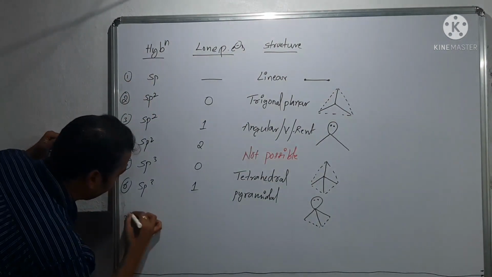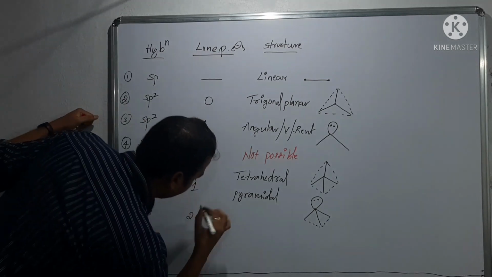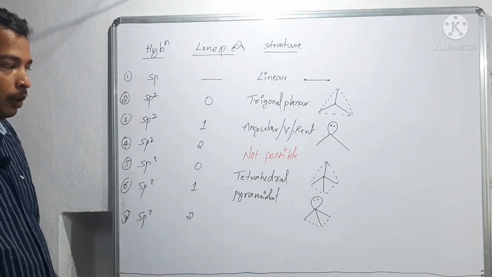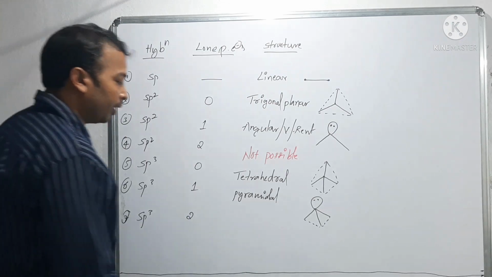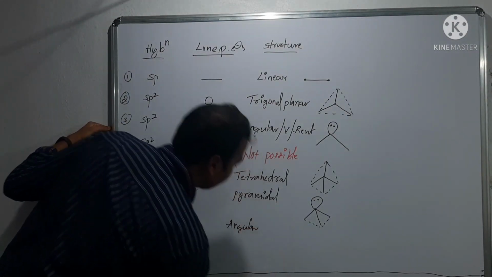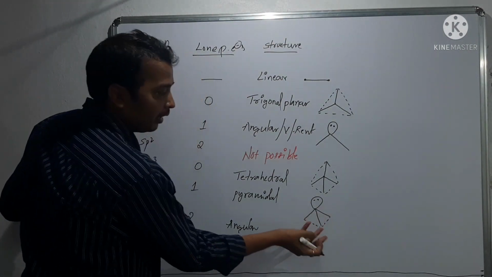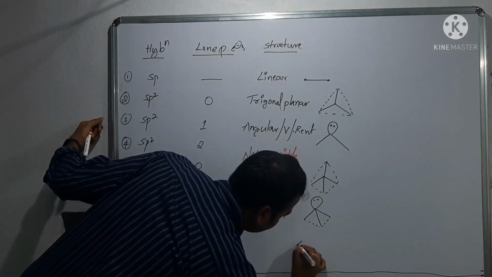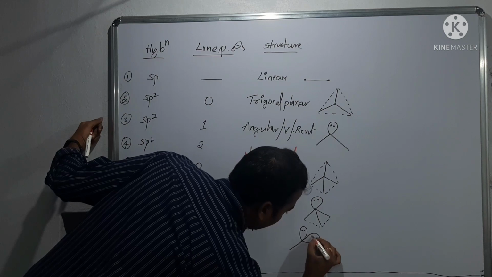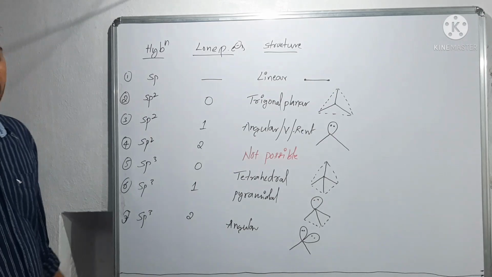So next one is sp3 hybridization with two lone pairs. With two lone pairs, it generally forms an angular shape. Instead of writing this bond here, we are writing lone pairs of electrons like this. So this one is an angular shape.